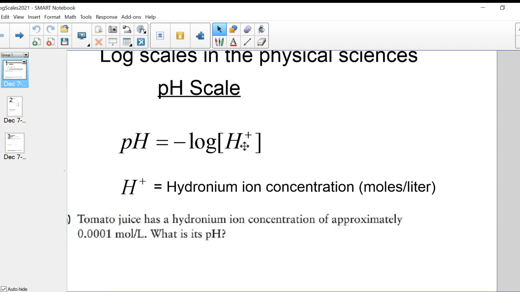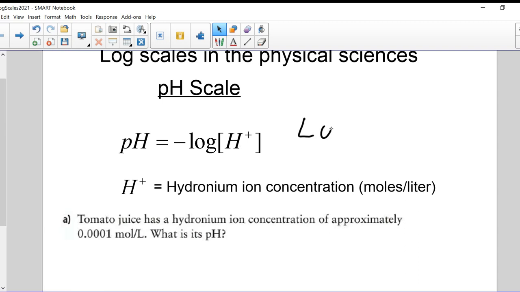Let me just make sure people understand this. The log, and I'm just going to demonstrate this to you right now. Hydronium ion concentration is in terms of moles per liter. And that tends to be pretty small. So a number like, for instance, 0.002, let's just use that as an example. That number is going to be a negative number, right?